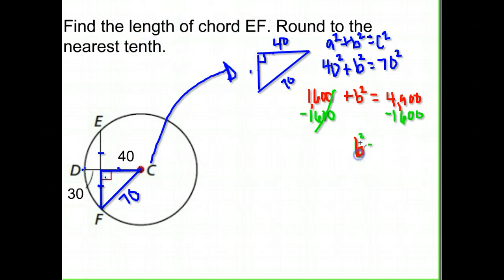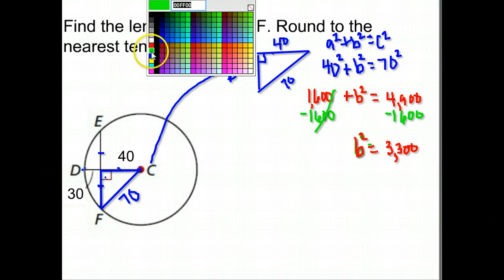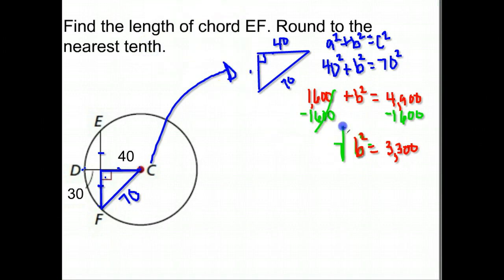Okay, so we'll have B squared equals 4,900 minus 1,600, which is 3,300. We're not done because the B is still squared. So to solve, you do the opposite of squaring, which is to take the square root of both sides. That gets rid of my squared, and I just use a calculator to do the square root of 3,300. When I do that, I get 57.4.